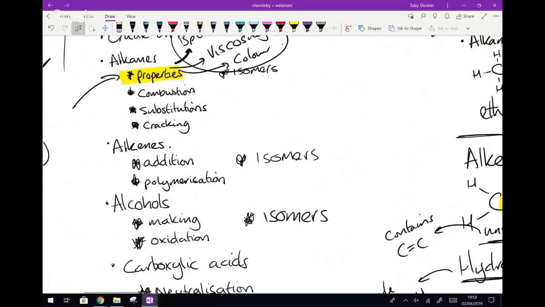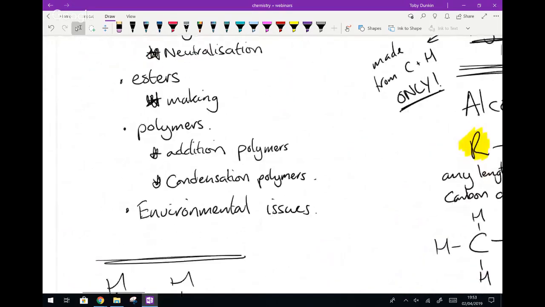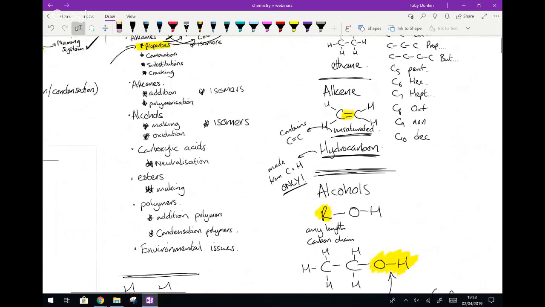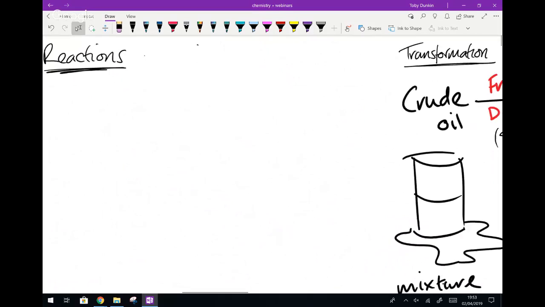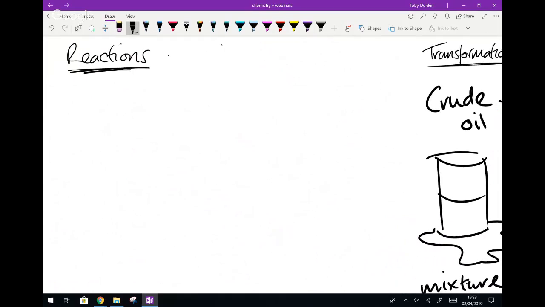Right. At this point, you can see all these various words that I've got in here, and I'm going to drop into, at this point, reactions. So you guys need to know, of all the reactions, combustion reactions.